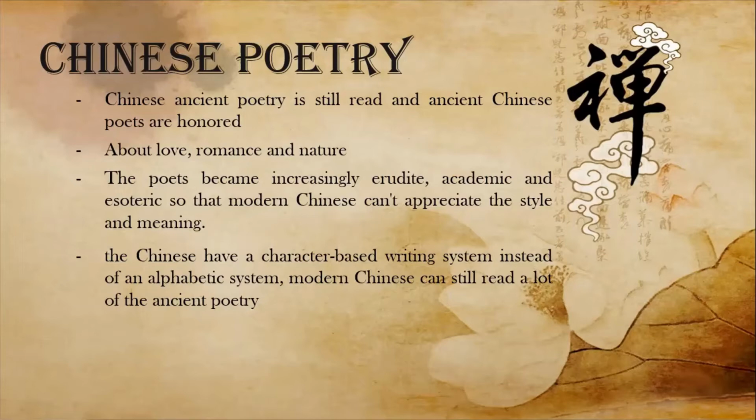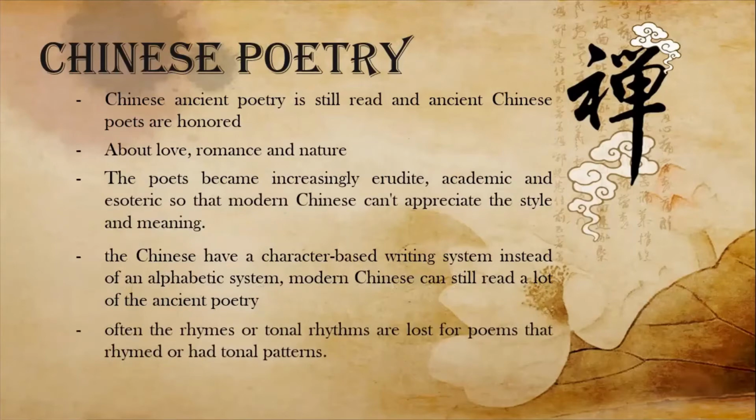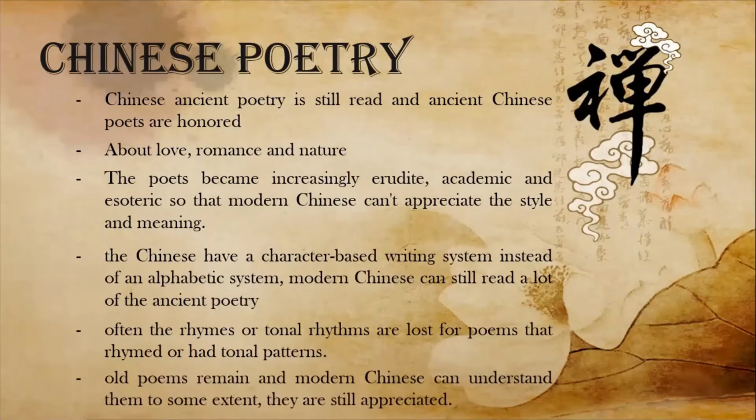Since the pronunciation of words has changed a lot, often the rhymes or tonal rhythms are lost for poems that rhymed or had tonal patterns. But the meaning of the characters hasn't changed much, though modern readers may interpret the words to mean something other than the ancient author intended. Nuances and connotations may be lost. Since old poems remain and modern Chinese can understand them to some extent, they are still appreciated.